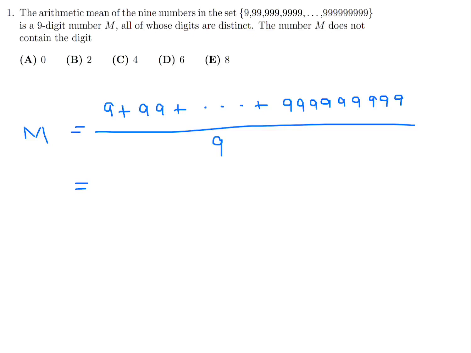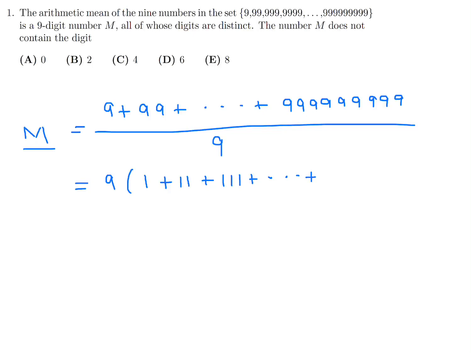So they're saying that this number m, whatever it is, does not contain which digit? Okay, so we first have to figure out what m is. So the first thing I'm going to do is factor out a 9. That will allow me to cancel out the 9 in the denominator.